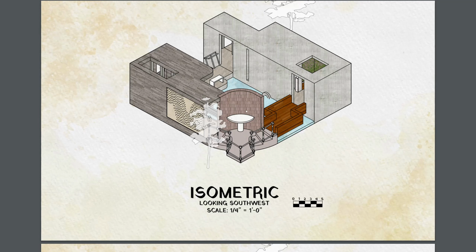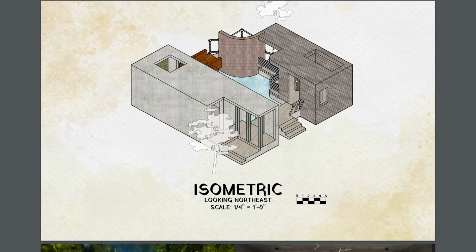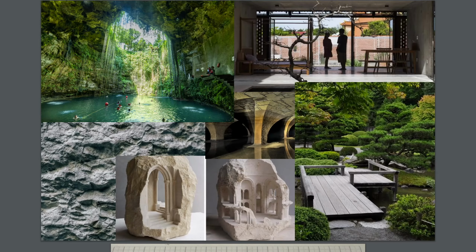So for my isometrics, you can see the two spaces, heavier masses. And from the other direction. And for my inspiration, I was trying to have a central water feature. That was my beginning goal, and it kind of reminded me of this cistern.